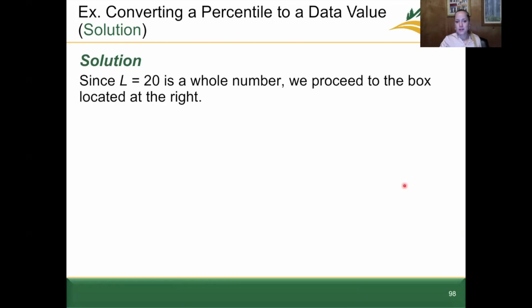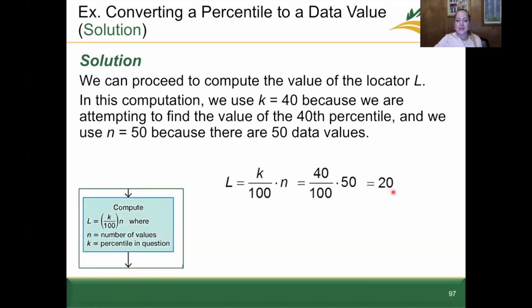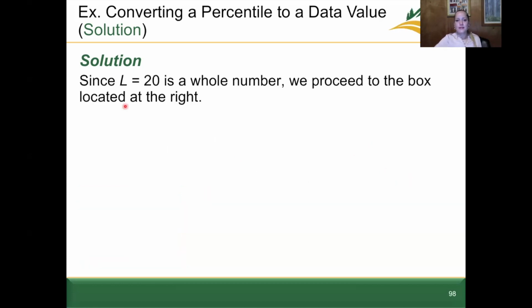Now another part of the flow chart that we should talk about. Since L is 20, that's a whole number. Now this doesn't mean that number 20 is our sample number that's in the 40th percentile. This means that the locator is number 20. So let's continue on with the flow chart. L is the locator. We calculated capital L to be 20. 20 is a whole number.